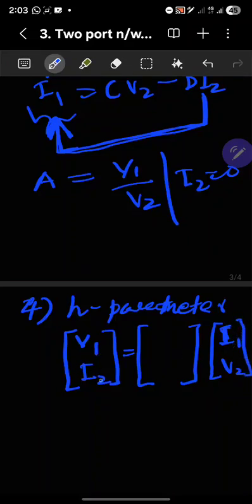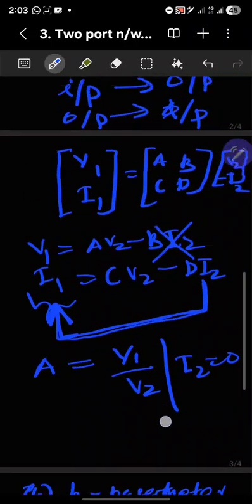So whatever two terms are missing, we write here. It is very easy to remember, because you always start with the voltage at the top, and the top element will be 1. Like that we can remember this. Then we can fill in H11, H12, H21, H22.